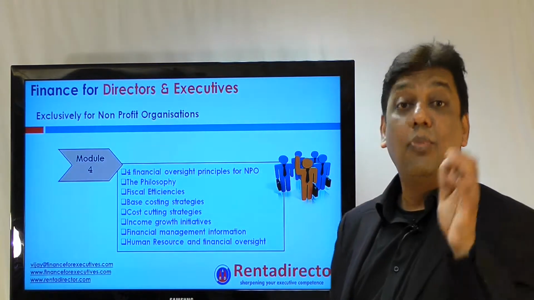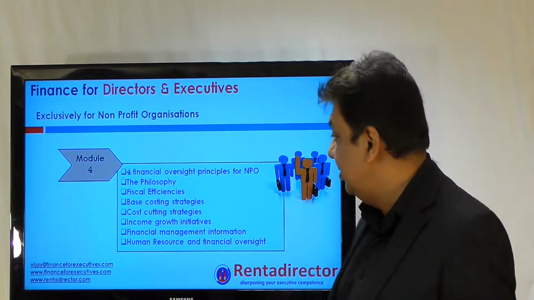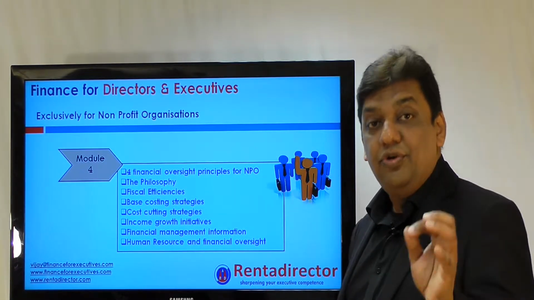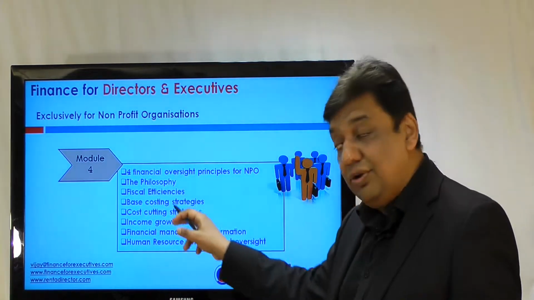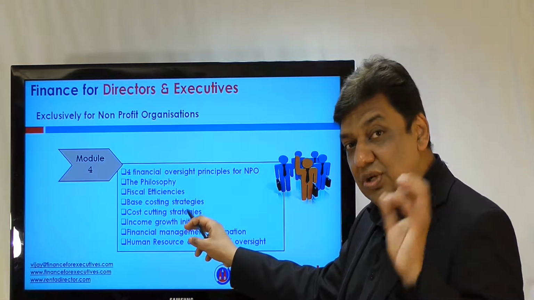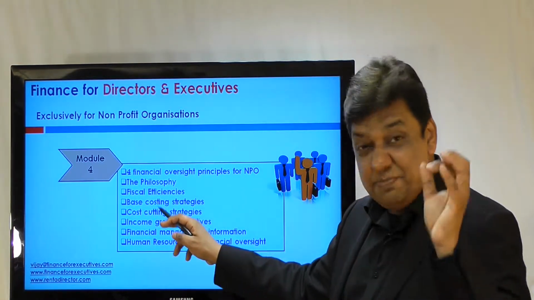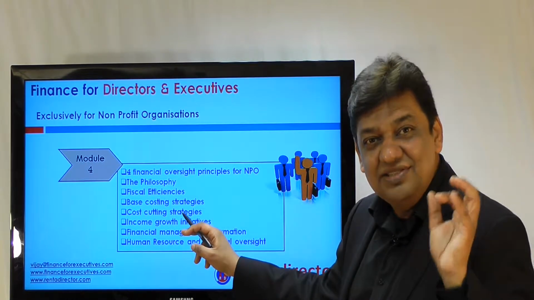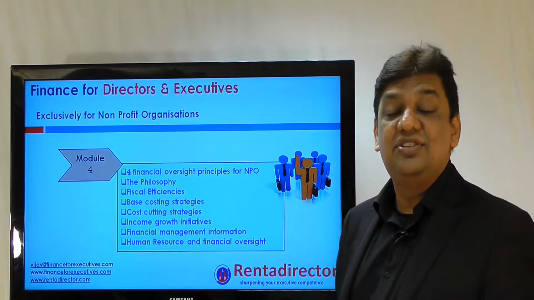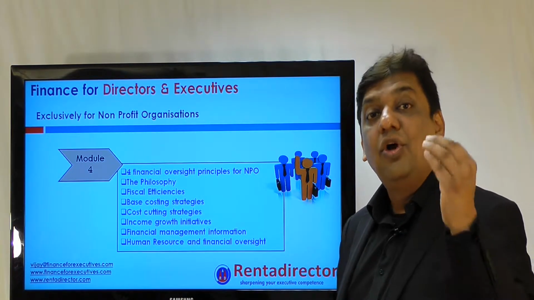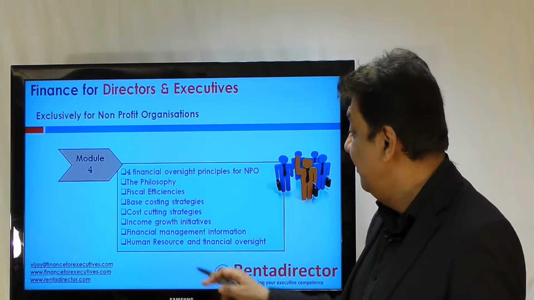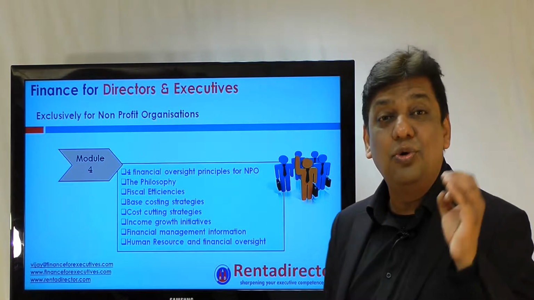We go into module number 4, and this is quite deep as well. 4 financial oversight principles for non-profit organization, the philosophy, fiscal efficiencies, base costing strategies. What are the strategies that you need to have? Specific strategies, cost cutting strategies, because that is crucial and vital. Income growth initiatives. How can you grow the income of your non-profit organization? Financial management information, human resource and financial oversight.